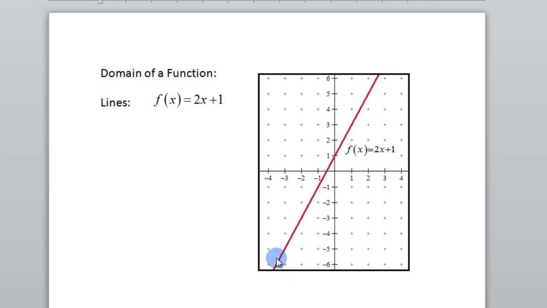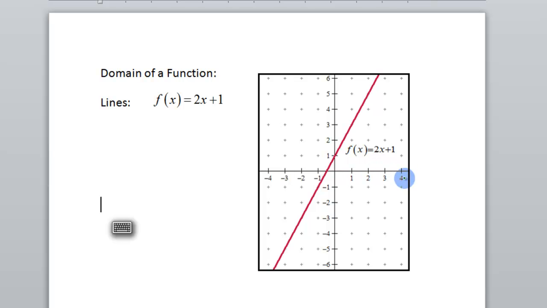So if you have a straight line, as we can see that this one is a straight line, f of x equals 2x plus 1. This is the graph of it, and you can see that it goes from the far left all the way down here and keeps going up and to the right. Now remember, the domain are the x values.